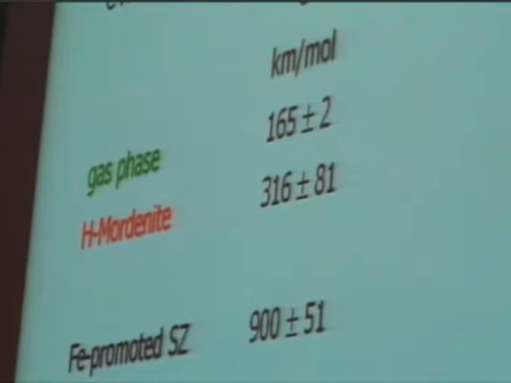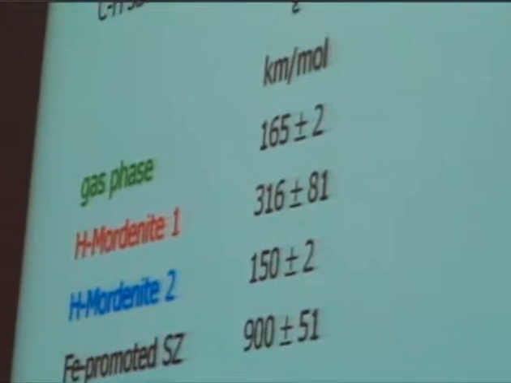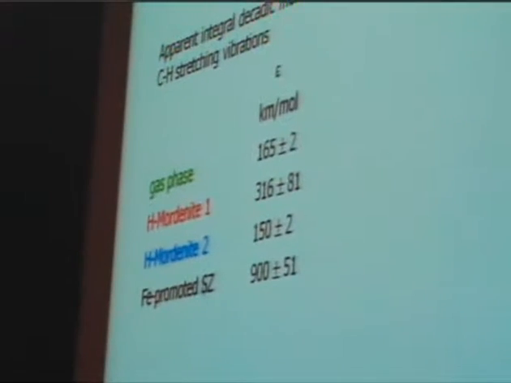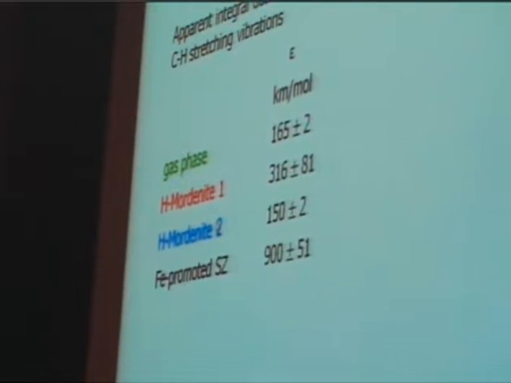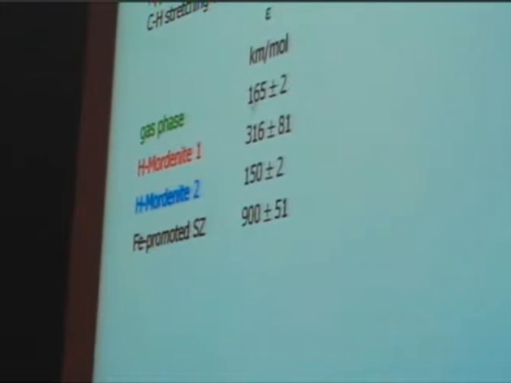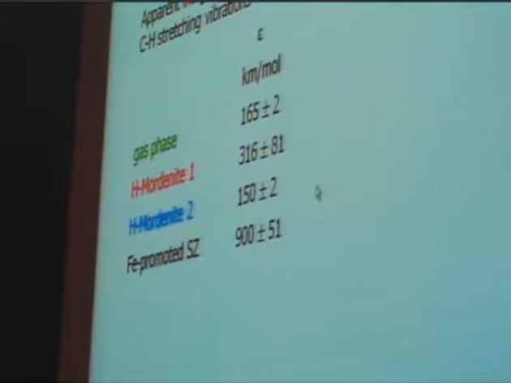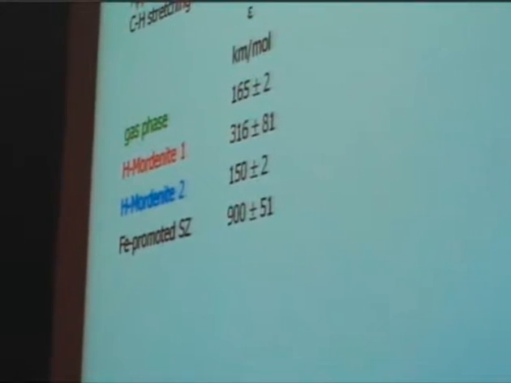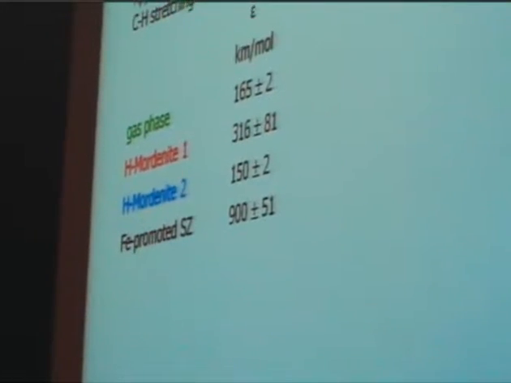However, then we made the one experiment too many, as one sometimes does, and this is the result that we got, which showed us that for an H-mordenite, same silica alumina ratio, we got a value that corresponded to the gas phase extinction coefficient. So something was wrong here, and we had to look a little bit more closely at these two mordenite samples.